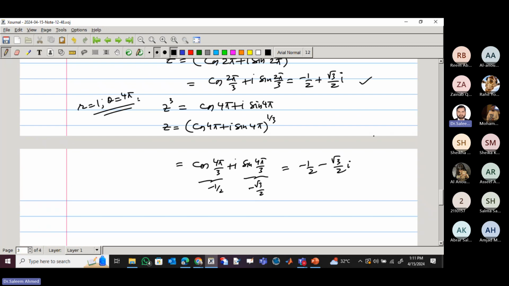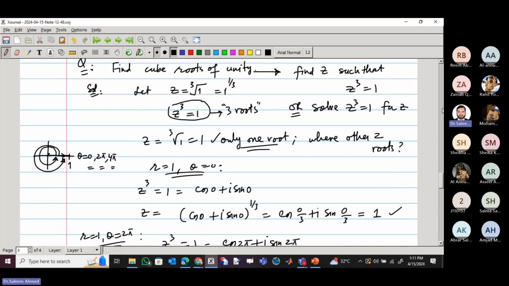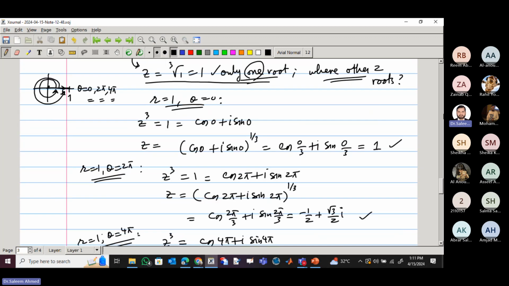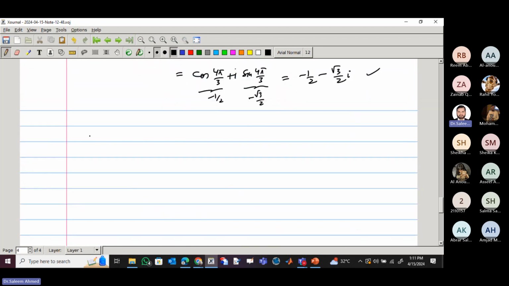So these are the remaining two roots which were hidden when I tried to solve it directly. You see, when I tried to solve it directly by taking the cube root, I only got one root. So these two hidden roots I have now got. So the 3 cube roots of 1 are 1, minus half plus and minus half minus square root of 3 by 2 iota.